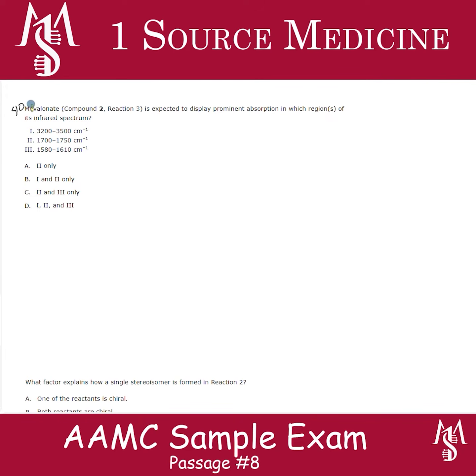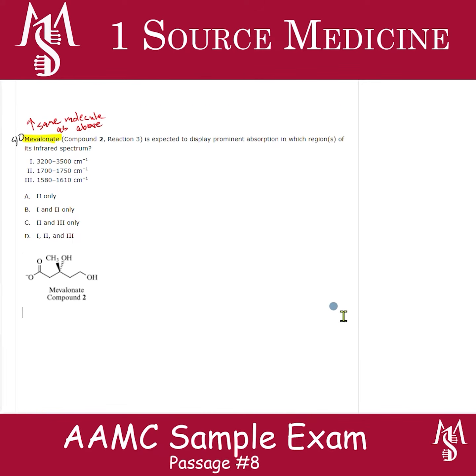Our next question also focuses on methylonate and states that methylonate, compound 2, reaction number 3, is expected to display prominent absorption in which regions of its infrared spectrum. And then it goes on to list 3 specific regions of infrared absorption. So what does all this information mean?